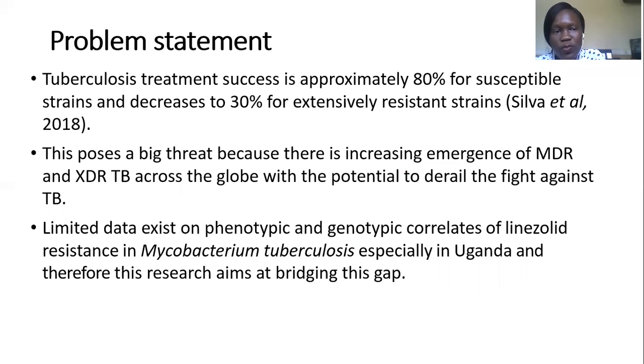Problem statement: tuberculosis treatment success is approximately 80% for susceptible strains, but this success decreases to 30% when strains are extensively resistant. This poses a big threat because of the increasing emergence of MDR and XDR TB across the globe, as demonstrated in slide 1 by the bar graph. There is also limited data on the phenotypic and genotypic correlates of linezolid resistance in Mycobacterium tuberculosis, especially in Uganda. So this research comes in to bridge this gap.